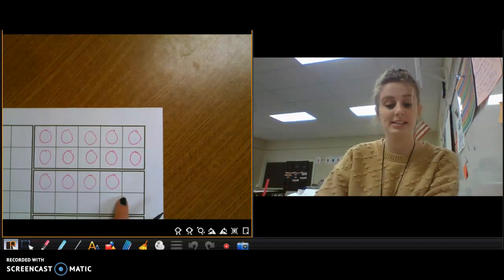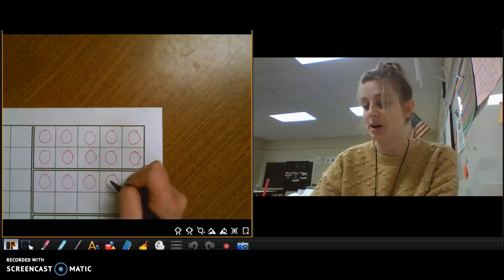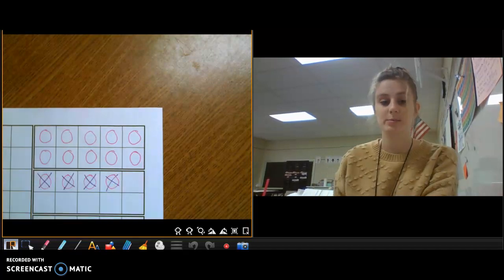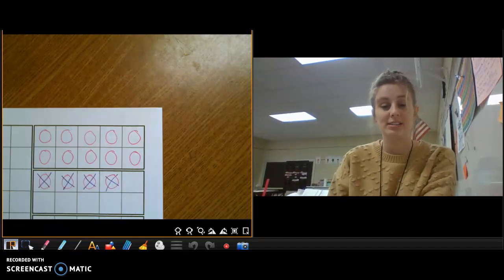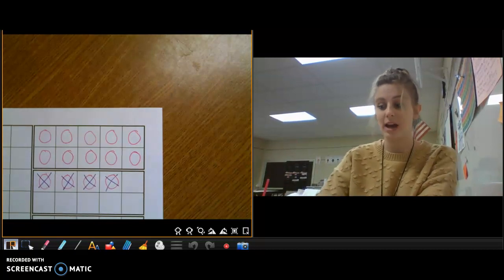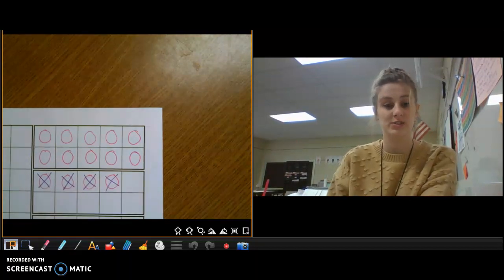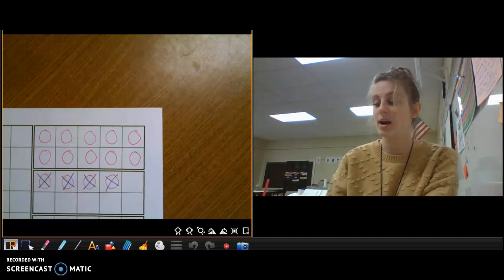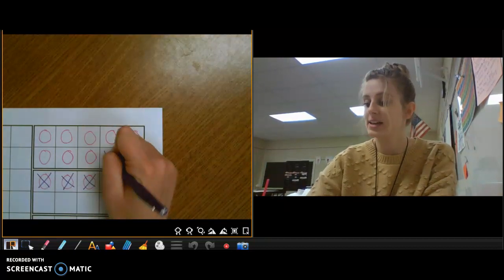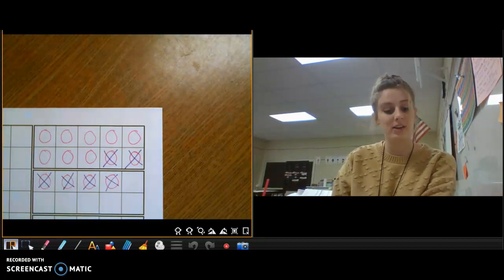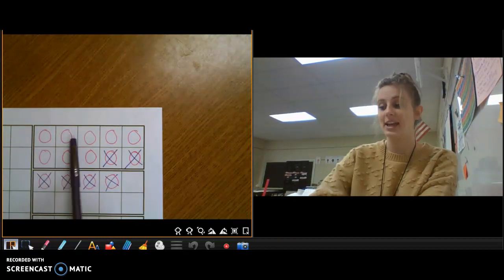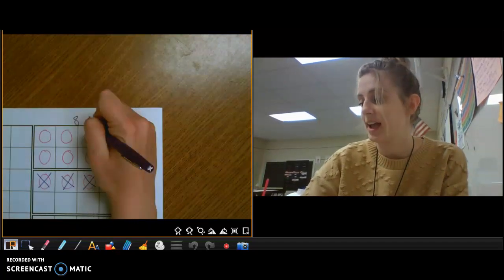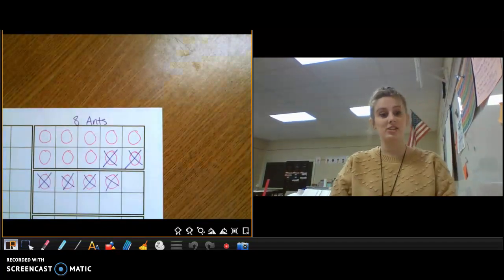Okay? So I need to take away 6. So I'm going to cross out 1, 2, 3, 4. So I've crossed out 4, but I need to cross out 6 total. So now that I've crossed out all of these in this tens frame, now I need to hop up to this tens frame. So I have 1, 2, 3, 4, 5, 6. So I know that my final answer is that there are 8 ants still on the sidewalk. So I'm going to write at the top 8 ants. And that is our answer.